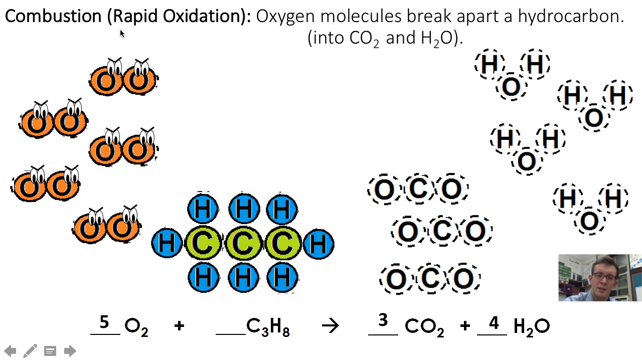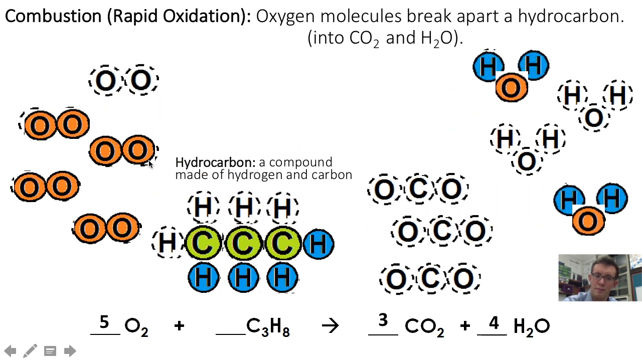And the last type of reaction that we're going to talk about in this class is called a combustion, or a rapid oxidation reaction. And it occurs when oxygen molecules break apart a hydrocarbon. Now in this case, we've got our oxygen molecules over here. A hydrocarbon is just a compound that's made of only hydrogen atoms and carbon atoms. And so we'll watch these oxygen atoms tear apart the hydrocarbon.